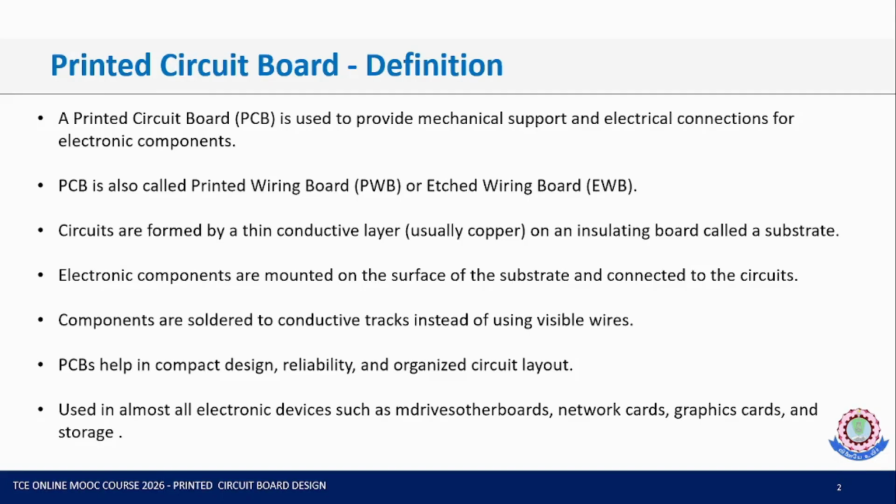Most of the circuits are formed by a thin conductive layer made of copper on an insulating board called a substrate. That means an FR board, as they call it. The electronic components are mounted on the surface of the substrate and connected to the circuits. As I told, it works as a substrate for connecting all the electronic components. These components are soldered to a conductive track instead of using visible wires. Visible wires are a major problem, so the number of wires must be reduced. For that, the soldering of the components is done with a conductive track.